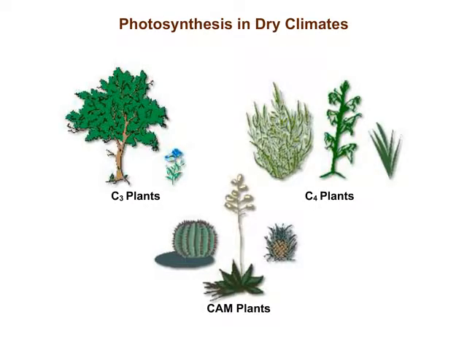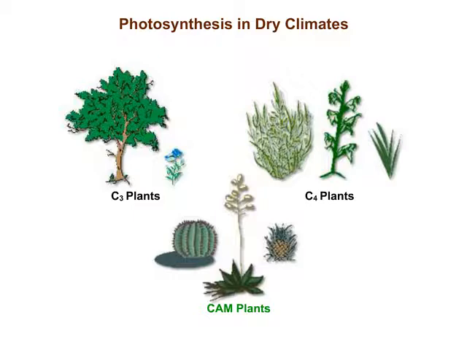Photosynthesis in dry climates. In warm, dry conditions, many of the adaptations that plants make to conserve water reduce the availability of carbon dioxide to the chloroplasts. In C3 plants, adaptation increases photorespiration and greatly lowers the efficiency of photosynthesis. C4 photosynthesis and CAM photosynthesis are adaptations that capture carbon dioxide and then transport it to the chloroplasts or store it for later use, eliminating photorespiration.